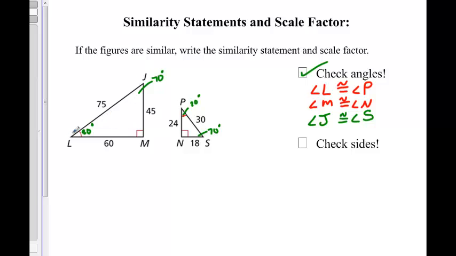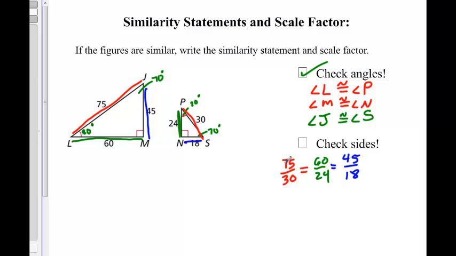I'm going to start here with LJ, which is my longest side, and match it up to the longest side here. That's PS. So that's 75, and that's going to go with the 30. Set that equal to, let's see, let's do this in green. So how about 60, this middle side down at the bottom? Which side's going to come next here? The middle side. That's going to be 24. So 60 compared to 24. And then finally our 45 would match up with our 18 as a corresponding side. So you just have to match them up.